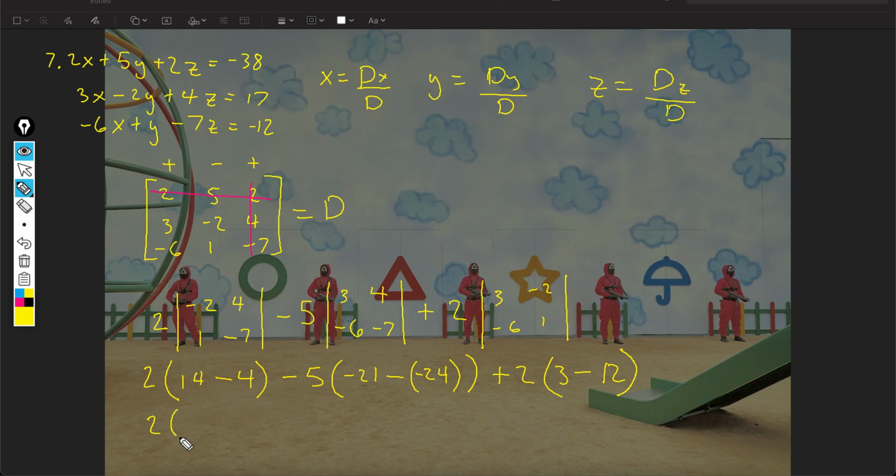Perfect. So now let's simplify everything down. We got a 2. 14 minus 4. That is a 10. Minus 5. What goes in here? So negative and negative is a positive, right? So negative 21 plus 24 would be what? 3, right? And to double check, hey Siri, negative 21 plus 24. Negative 21 plus 24 is 3. Cool. Keep going. Positive 2 right here. 3 minus 12 is what? If you said negative 9, you are correct.